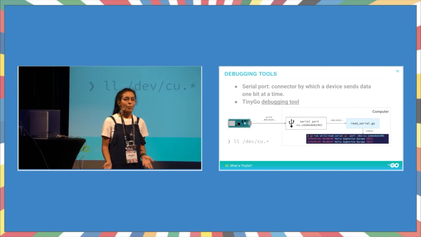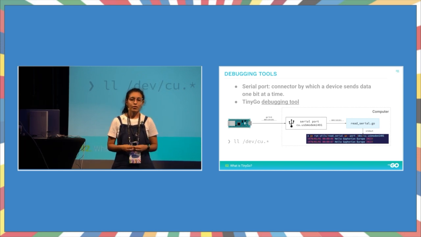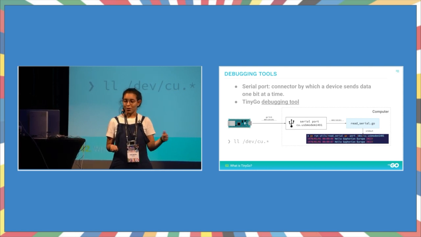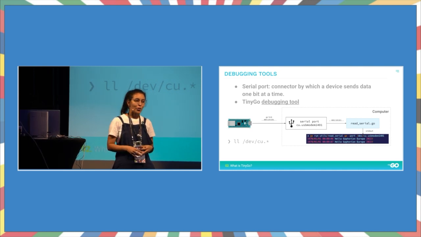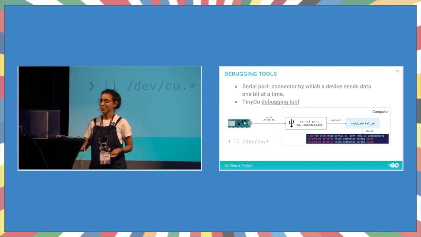And when you're developing, most of the time you need to debug. I use our old friend println and the standard output most of the time. To do that, I plug my Arduino into my computer. It's plugged into a serial port, and then with a Go program, I can read the standard output from my chip and print it on the console of my computer, so I can see what's going on. Otherwise, it's like a black box. But you can also use the TinyGo debugging tool.